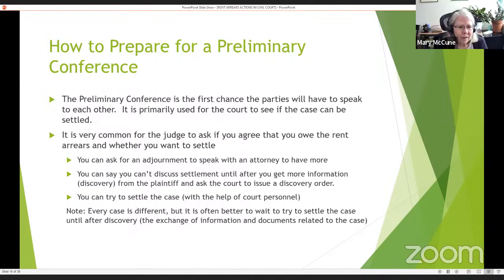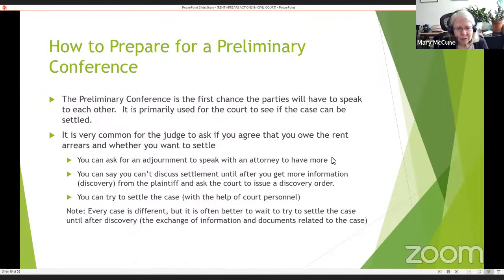So here are some strategies for what to do. If you're not ready to really talk about settlement, or if you're not sure you want to settle, you can ask for an adjournment to speak with an attorney. And I seem to have left out a word here.